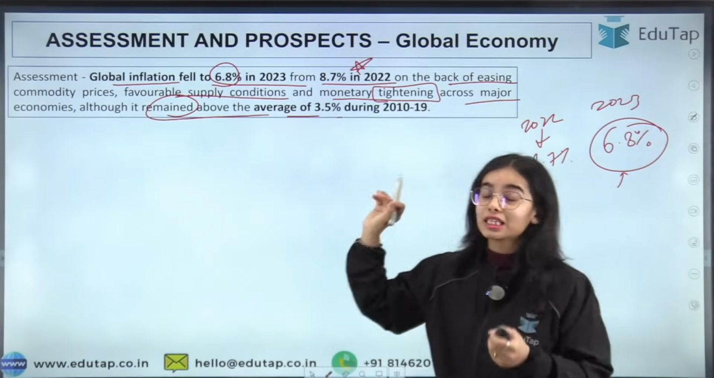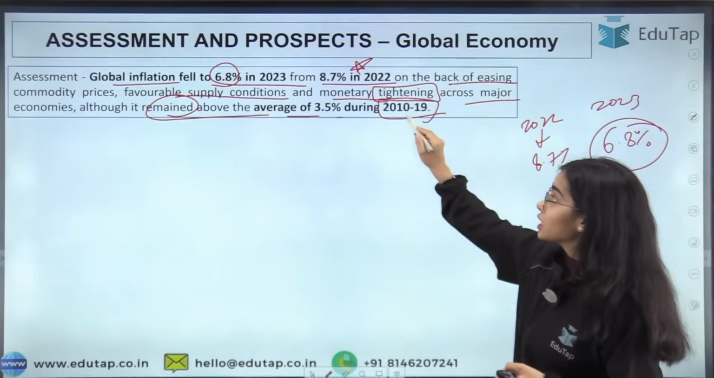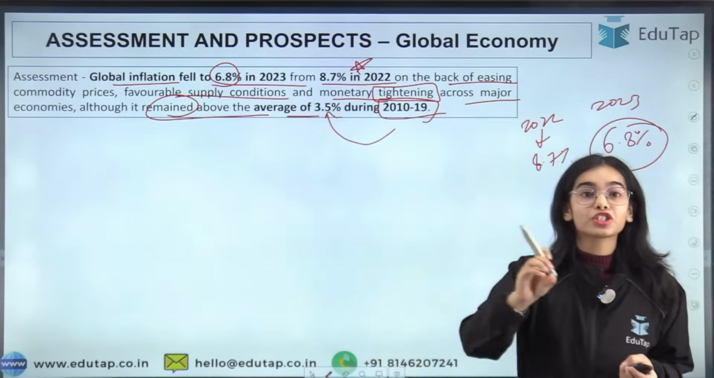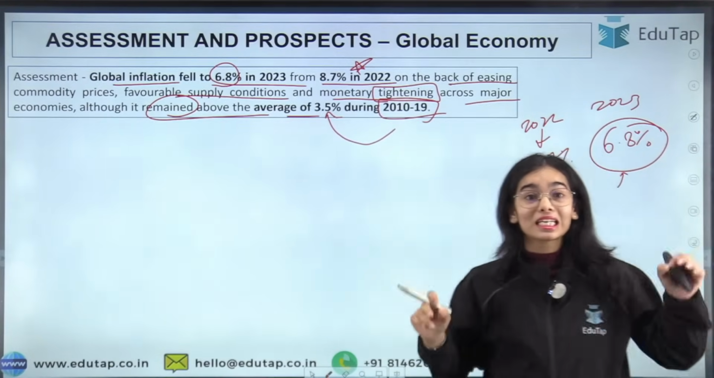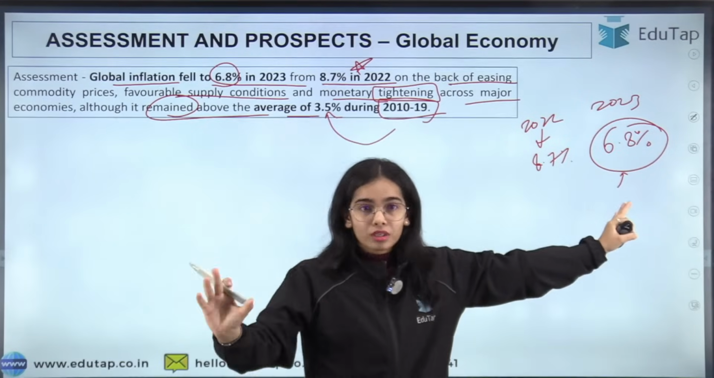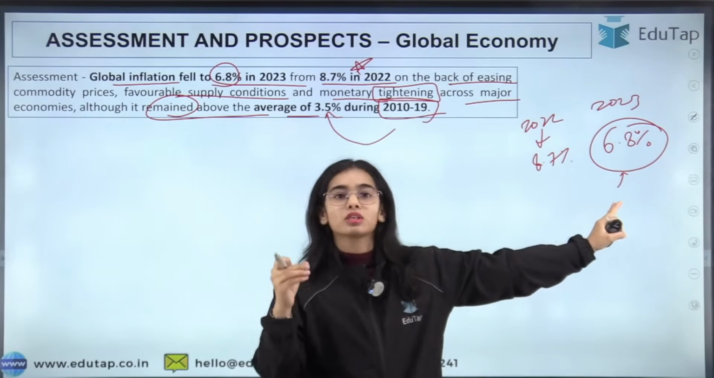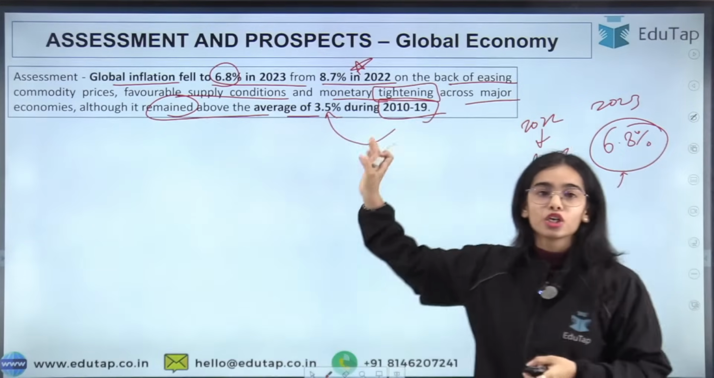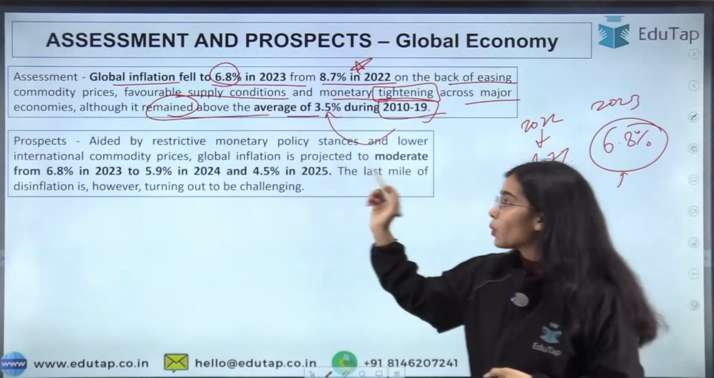So you can understand that in the last decade, the inflation was on average 3.5%, which has increased to such a high level. That's why the global economy wants the global inflation to reduce to a great extent. Okay, so this is the idea. Now, what is the prospect?